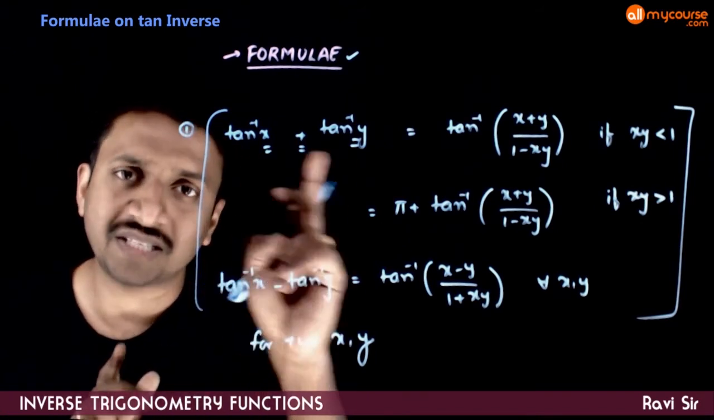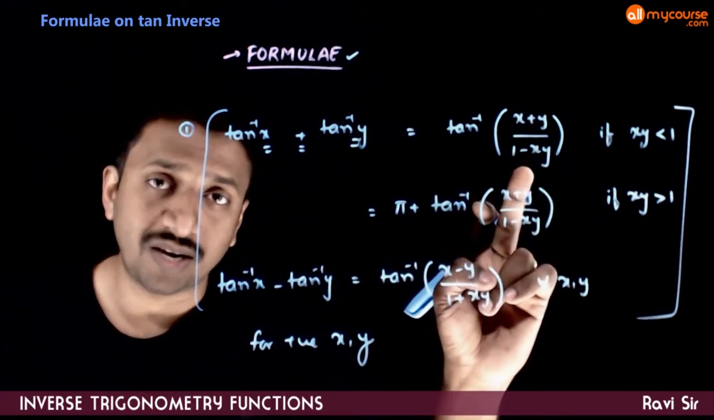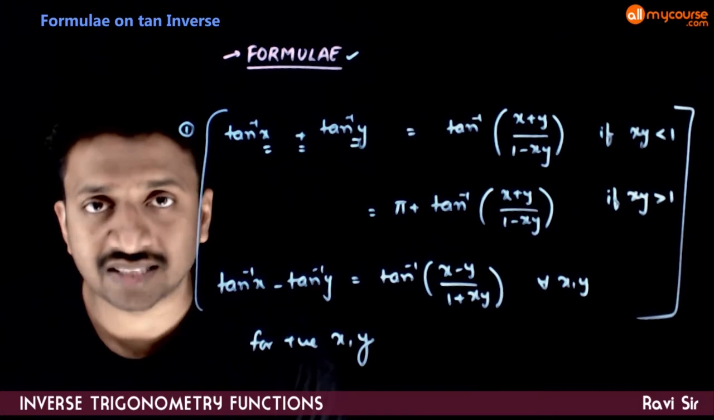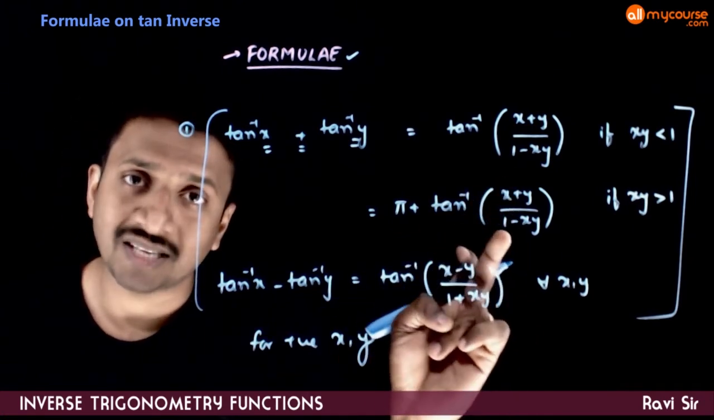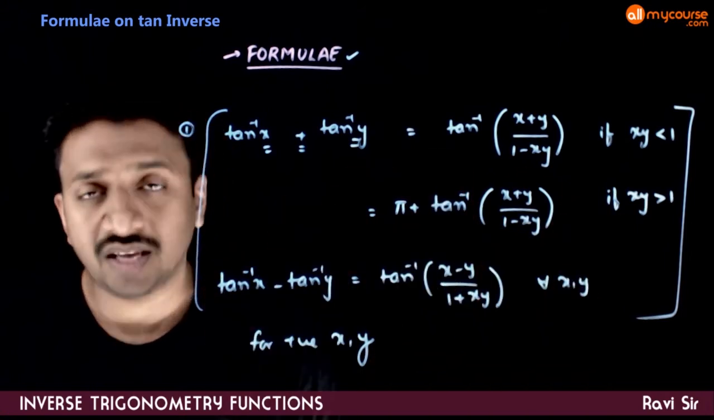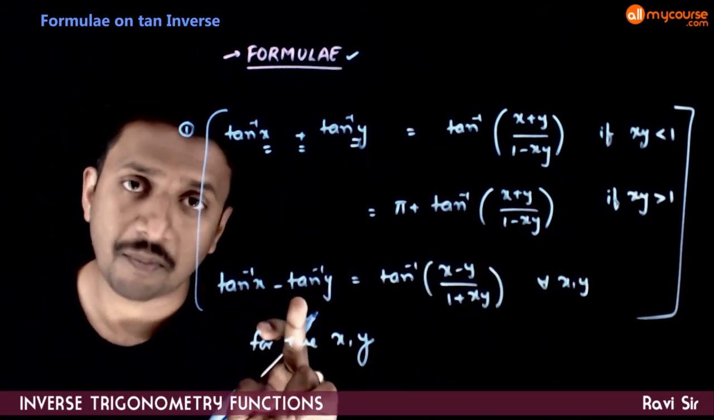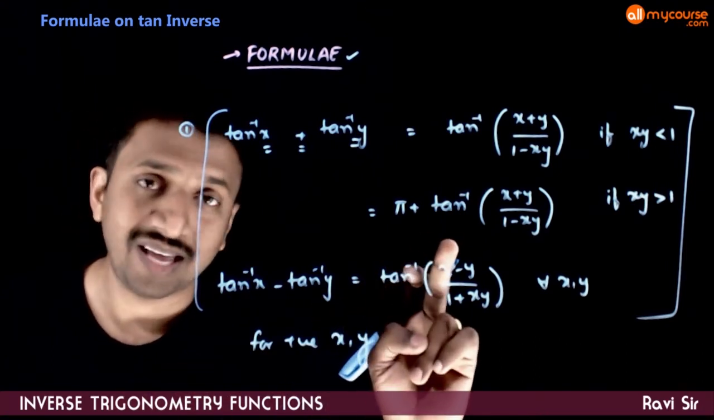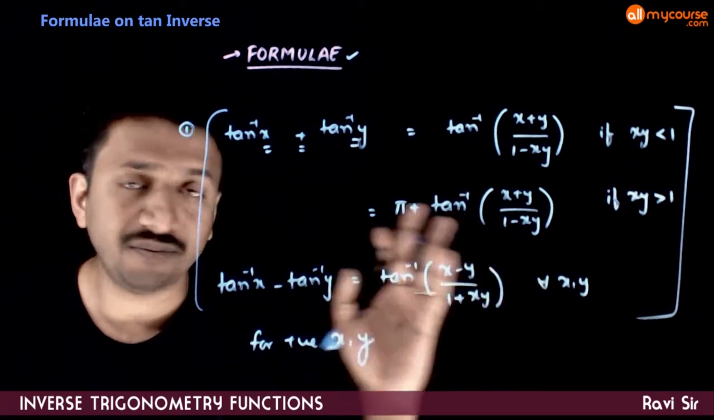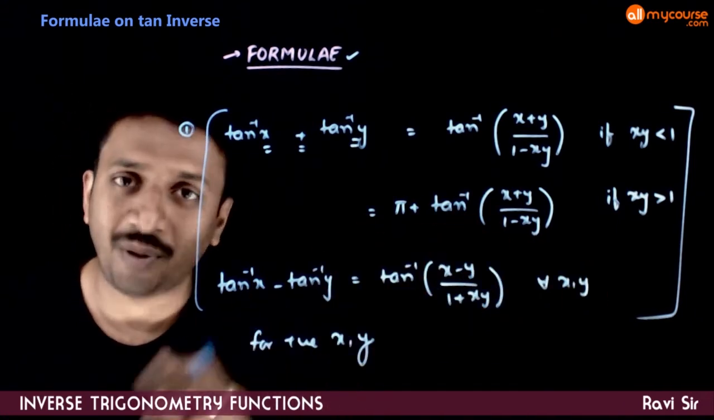Tan inverse of x plus tan inverse of y is tan inverse of (x plus y) by (1 minus xy) directly if xy is less than 1. Tan inverse of (x plus y) by (1 minus xy) plus pi if xy is greater than 1. And tan inverse x minus tan inverse y is equal to tan inverse of (x minus y) by (1 plus xy), which is valid for all x, y which are positive.